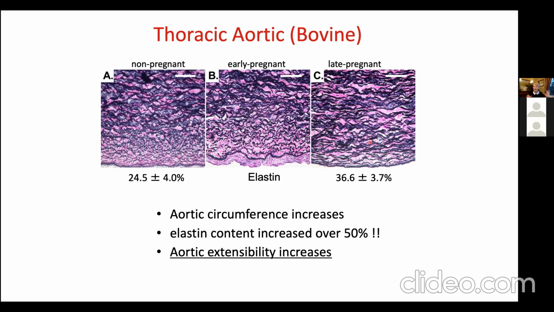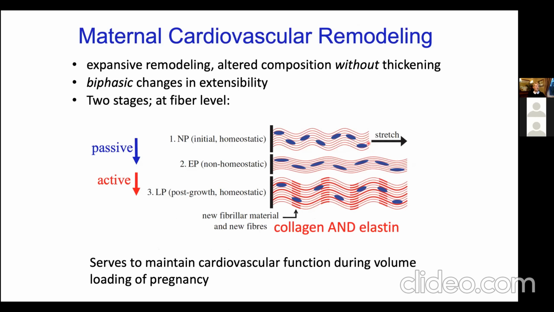So like the heart valves, the aorta increases in size, changes its composition, changes the structural arrangements, but retains the mechanical properties of the tissue from its pre-pregnant state. So taking all these studies together, this is our model of cardiovascular remodeling during pregnancy. It's a biphasic, or two-phase, remodeling mechanism. And if you just look at the diagram here, here's my diagram of the crimped collagen and elastic fibers that you'd see in the tissue.